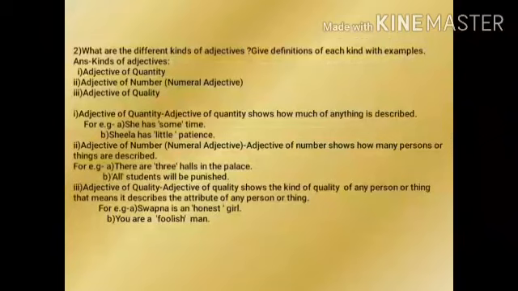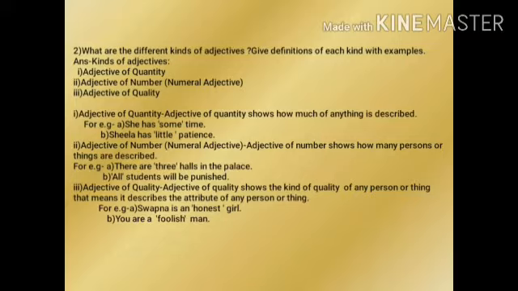So students, now you can see question number 2. What are the different kinds of adjectives? Give definitions of each kind with examples. So here I have defined the kinds of adjectives in an easy way so that you can understand it easily. So answer, you can see kinds of adjectives. Number 1, adjective of quantity. Number 2, adjective of number. That means numeral adjective. Number 3, adjective of quality.